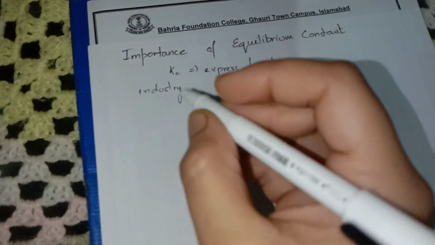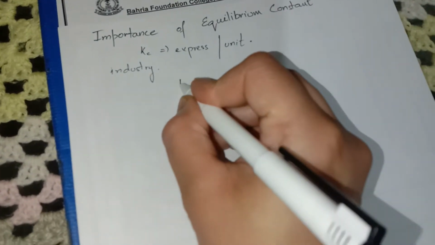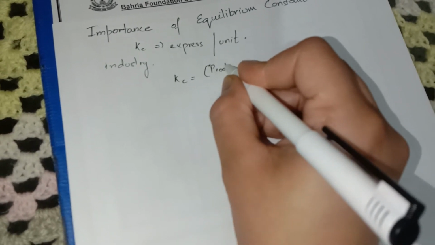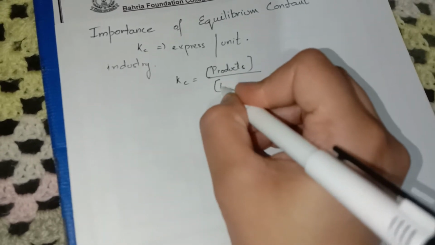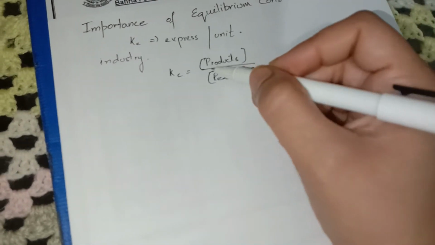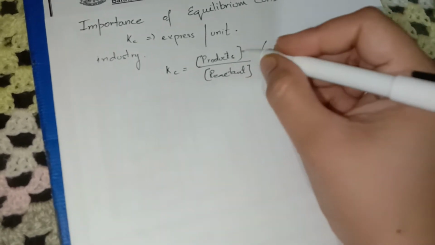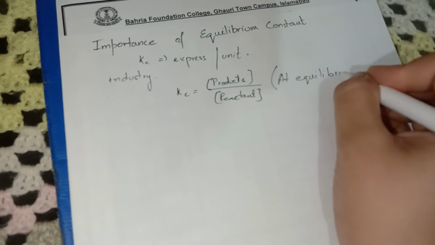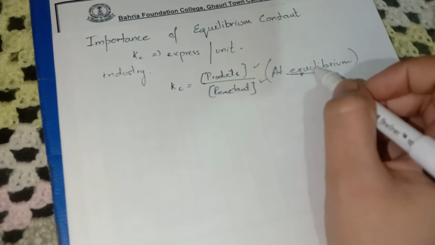Before discussing those important points, you should know that the Kc value basically depends upon the concentration of the products and the concentration of the reactants at equilibrium. This must be kept in your mind: it does not depend on the concentrations at just any point. It depends upon these two things at equilibrium. It means by changing any of these two, we can shift the position of the equilibrium.